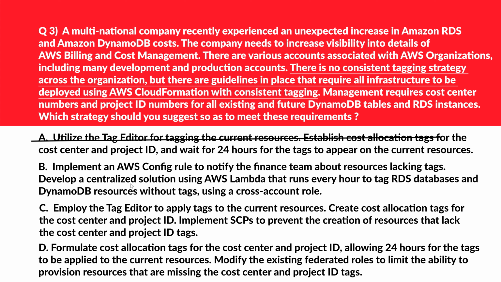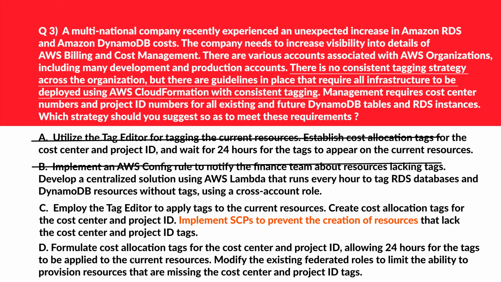If you look at option B, it only provides a reactive solution with an AWS Config rule to alert on untagged resources and does not prevent the creation of resources without the required tags. Therefore, again, incorrect choice. Now let's move to option C.